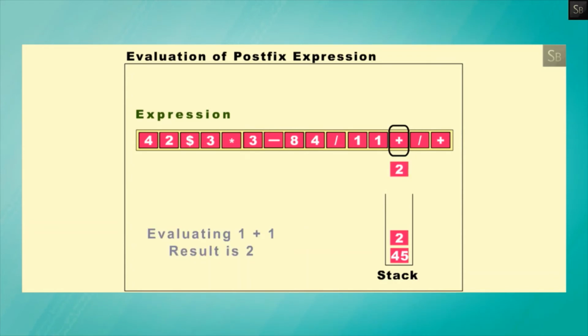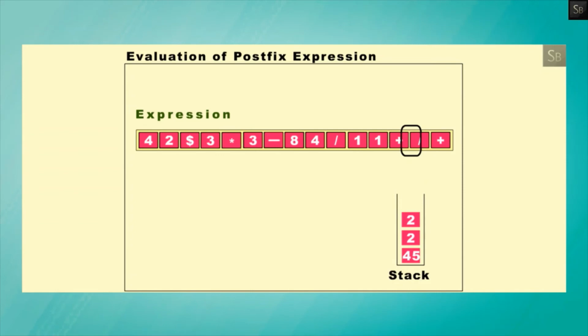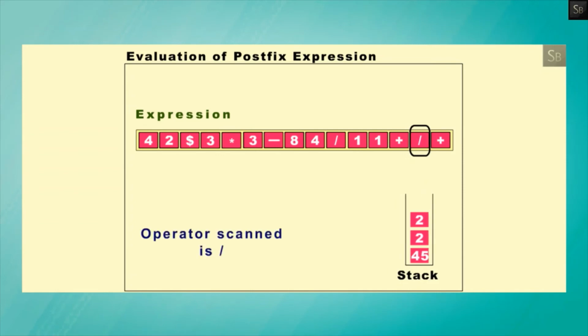Again we are going to scan the next input string, which is a slash operator. So once we encounter any operator in the input string, we are going to pop 2 recently pushed symbols from the top of the stack and make the specified operation. So we are going to perform 2 divided by 2, which is equal to 1. So 1 should be pushed again onto the top of the stack.